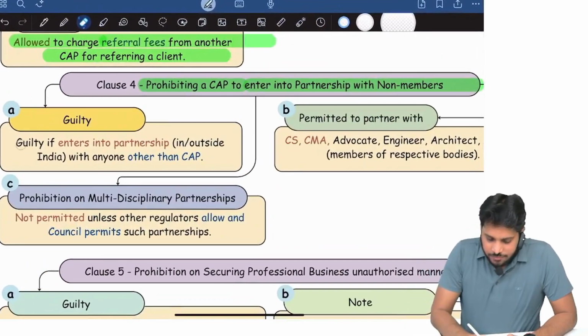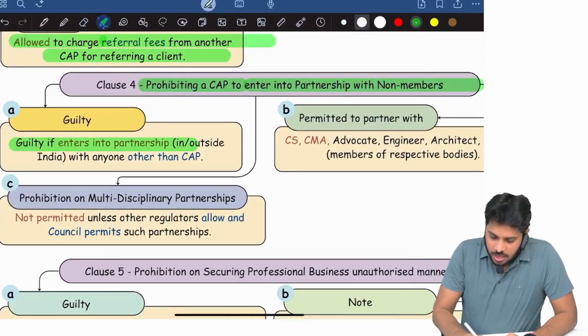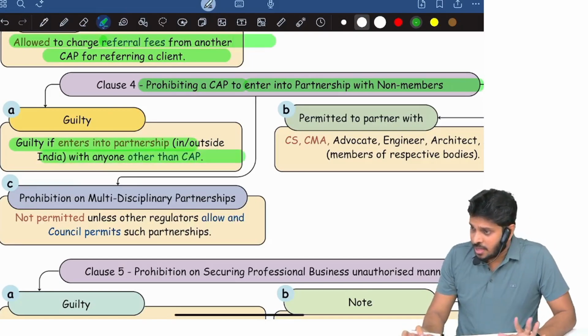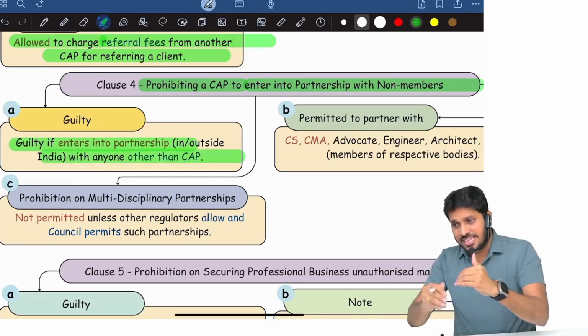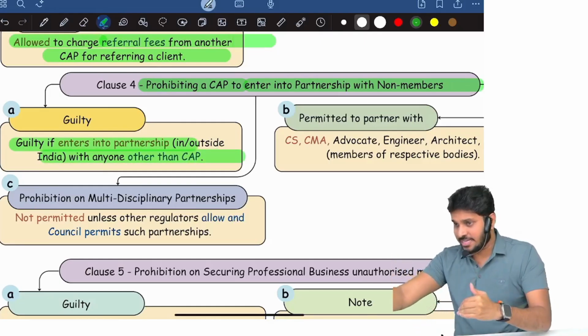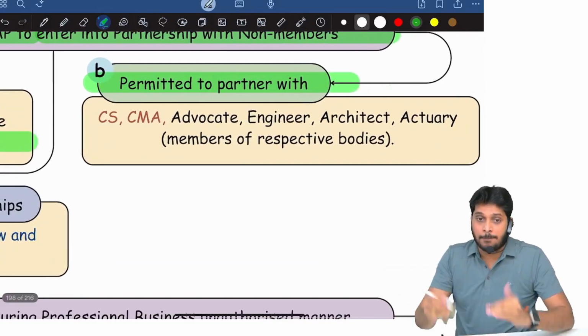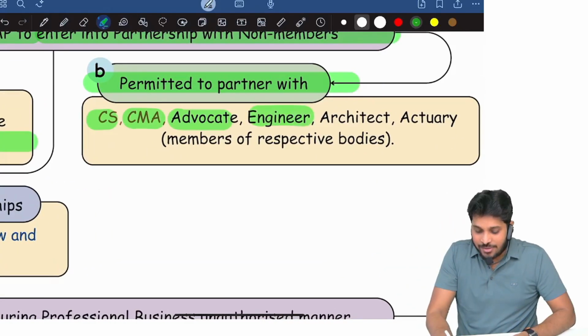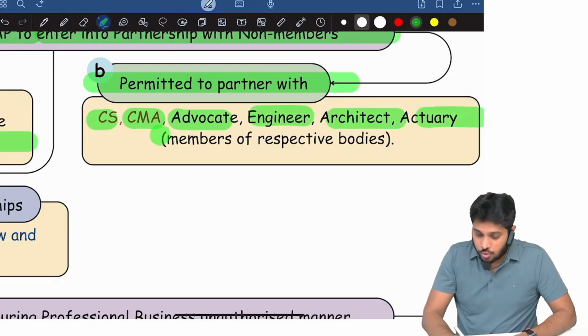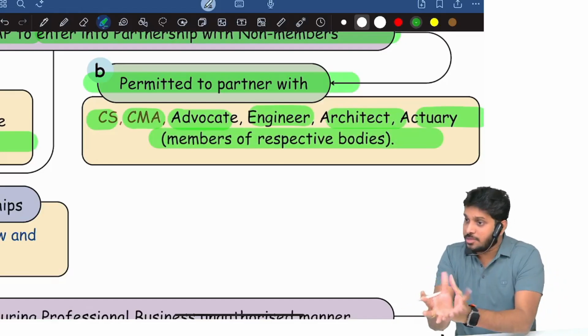So if at all you are entering into partnership with any person other than CAs in practice, you are deemed to be guilty of professional misconduct. However, you can be a partner with a CS, CMA, advocate, engineer, architect, actuary. So with these respective body members, you can form a partnership.